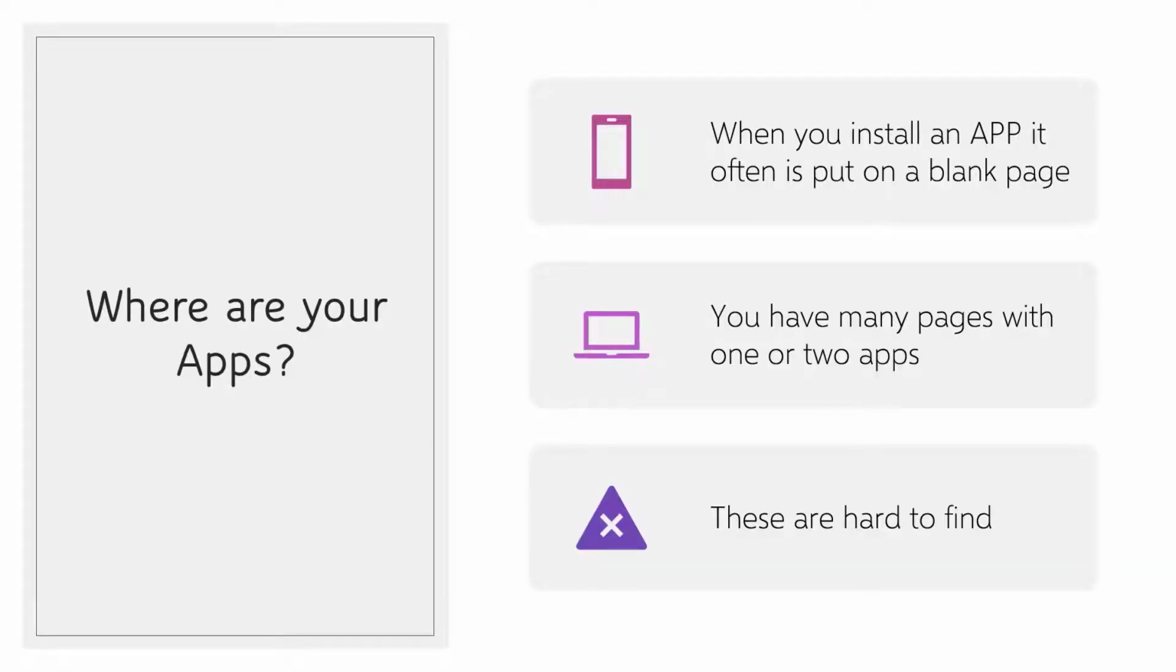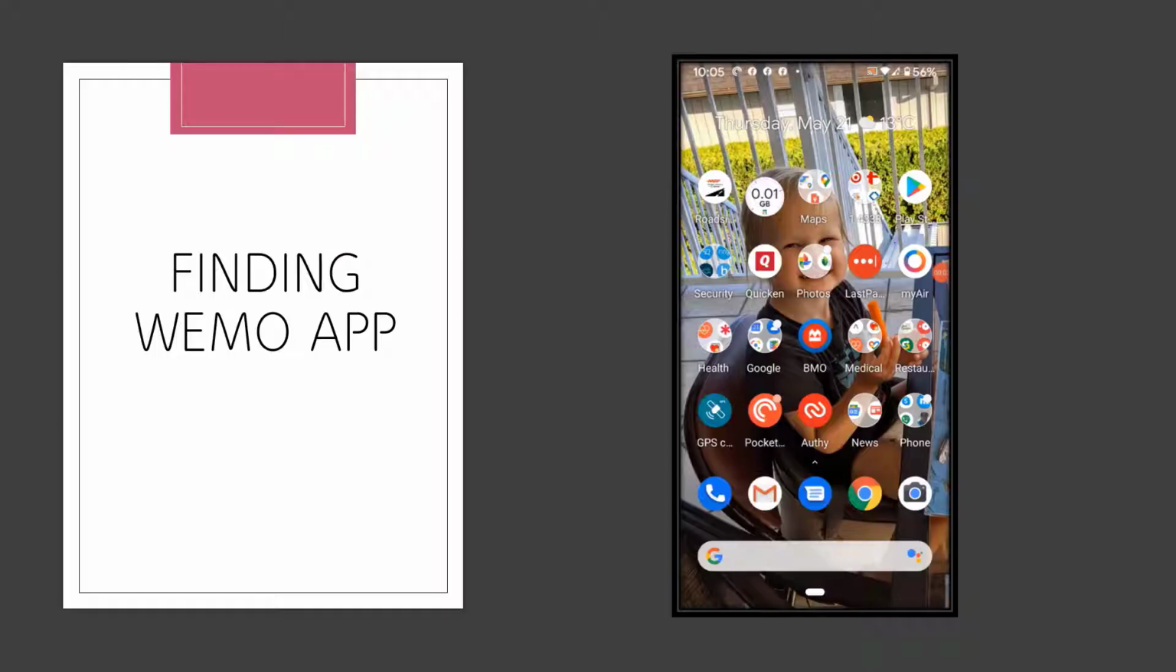When you install an app, it often is put on a blank page. You have too many pages with one or two apps on them. This makes it very hard to find your apps. So let's say we had an app called Wemo, and we wanted to find this app and put it in a more important place on my phone. Let's see how we might find it.